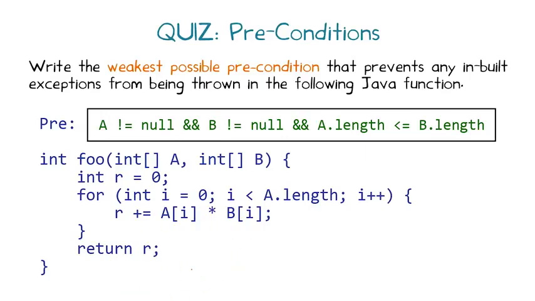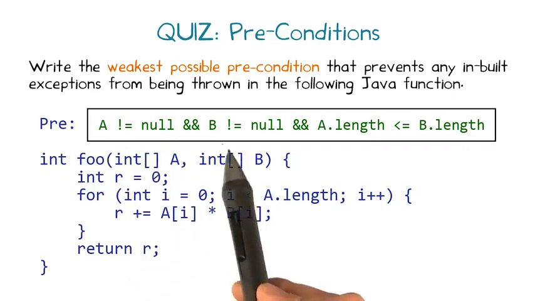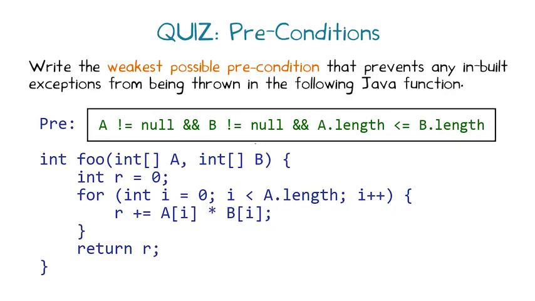For this function, our precondition needs to assert something about the input arrays A and B. Because we dereference both A and B, it is essential that they not point to a null array. So A != null and B != null should be included in the precondition. Additionally, observe that for every cell we access of the array A, we also access the corresponding cell of the array B.